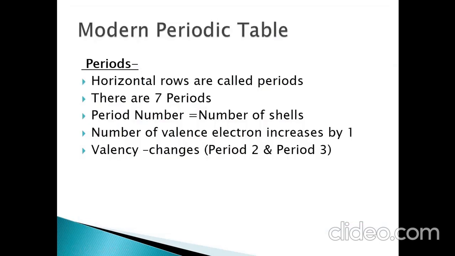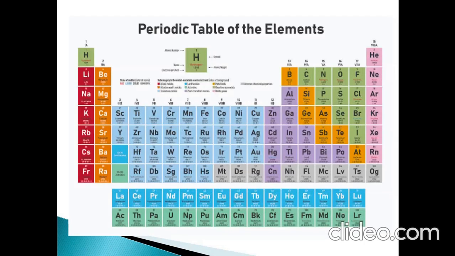So horizontal rows are called periods. There are 7 periods. Period number is equal to the number of shells. The number of valence electrons increases by 1. Valency changes in periods 2 and 3. Now students, we have studied the periods. Now let us understand about the groups.